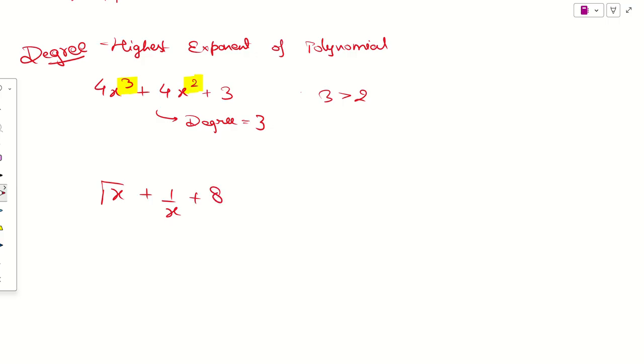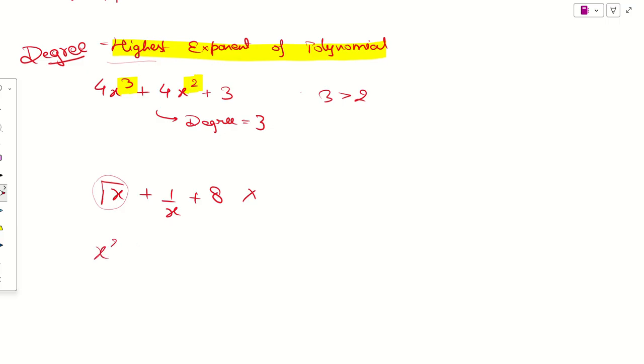First tell me, is it a polynomial or not? Here you can see 1 upon x can be written as x to the power half, and it's not a whole number, right? So it's not a polynomial. So we cannot find the degree here, since we have learned that degree is the highest exponent of a polynomial, right? So it's not a polynomial, we cannot find degree here.